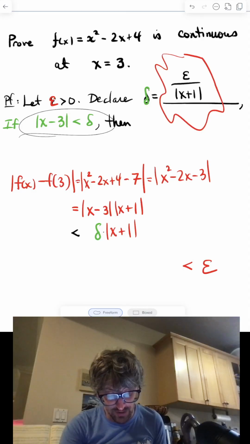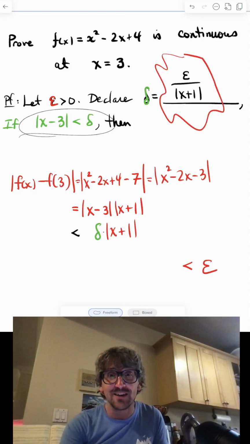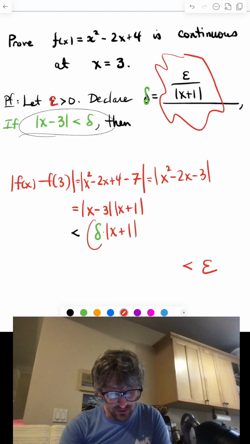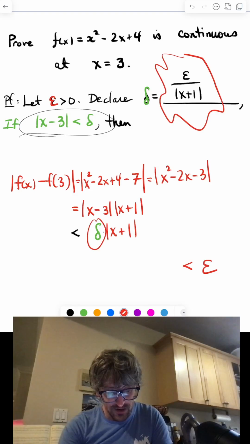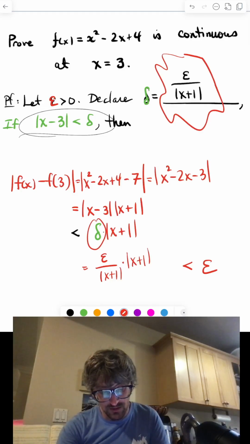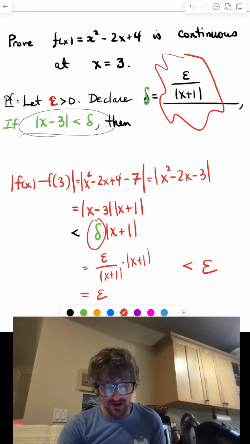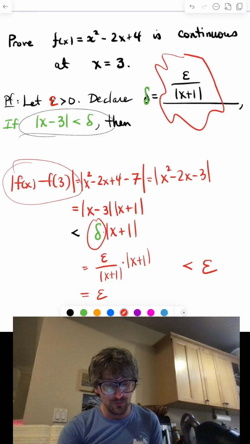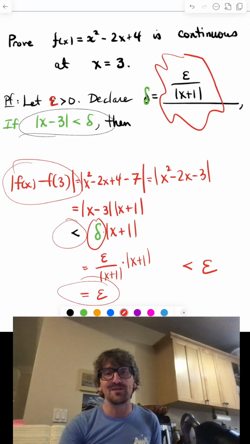For instance, if we were able to do that, then we could just take this delta, say it was equal to epsilon over x plus 1 multiplied by x plus 1. And then once we simplify, we would just get an epsilon. And so sure enough, we showed that the thing we wanted was less than epsilon.